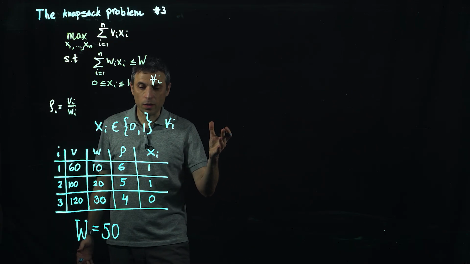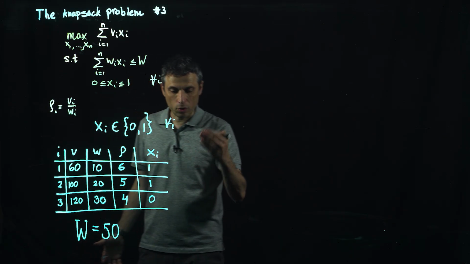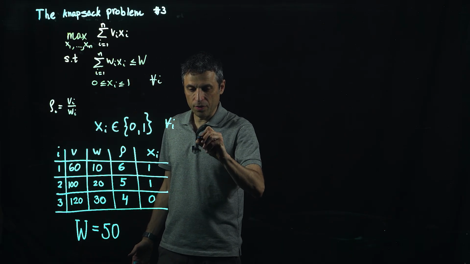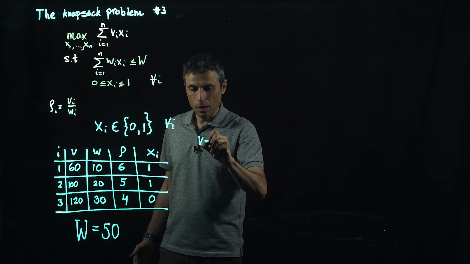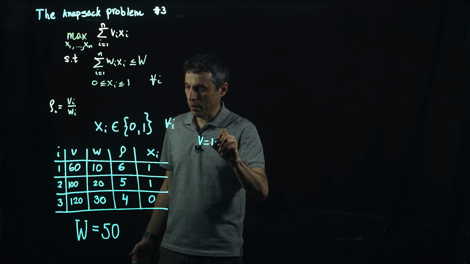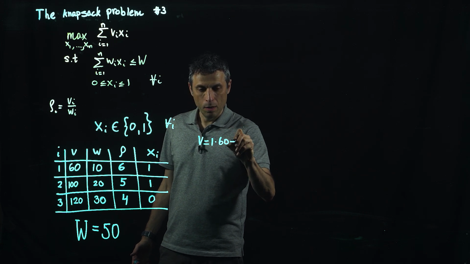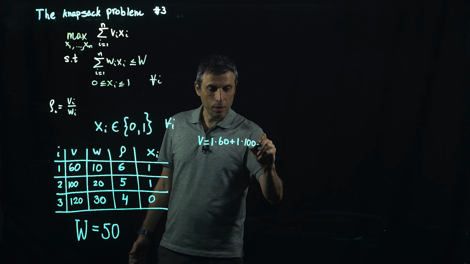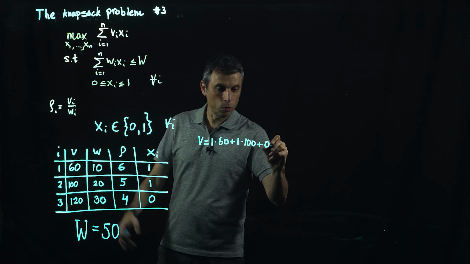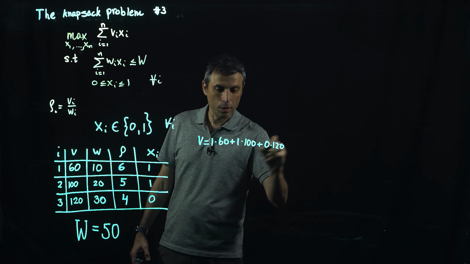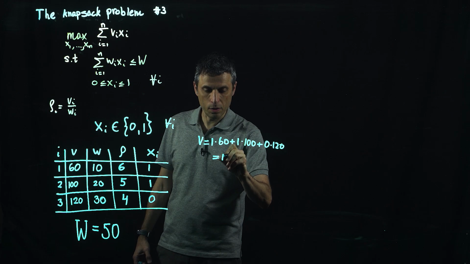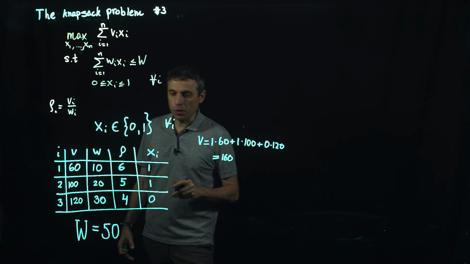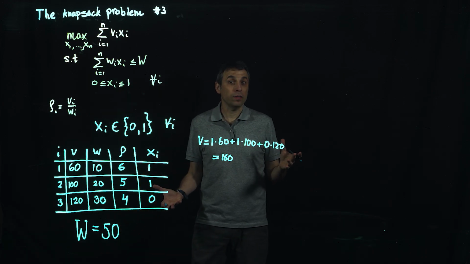So if I use the greedy algorithm, my total value v will be 1 times 60 plus 1 times 100 plus 0 times 120, and that will be 160. Now, obviously, we can do better than that.